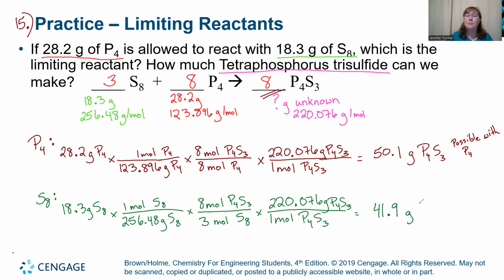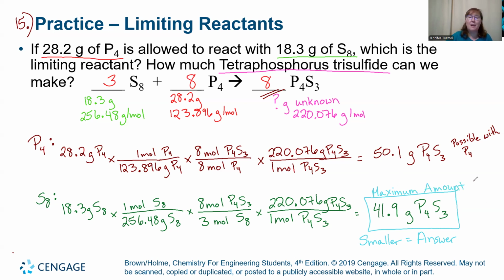41.9 grams of P4S3. So you will notice now that this is our smaller quantity. Because this one is our smaller, this one is our answer. You have to identify on a test or on your homework which one is the answer. If you do not identify it, you will not get it correct, okay? This is the maximum amount that can be made.